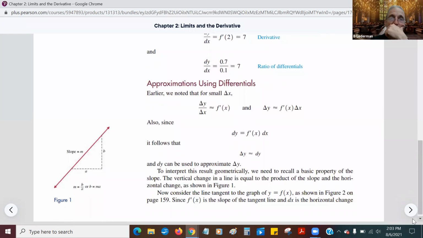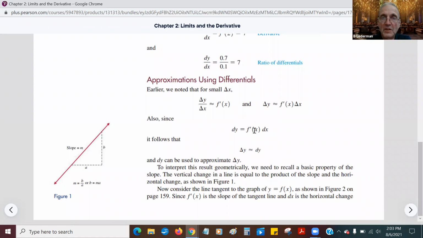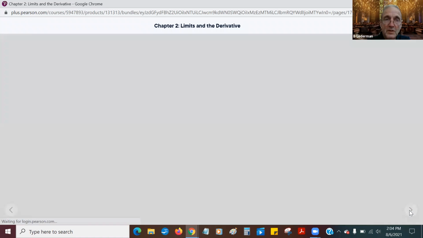We can also make approximations using differentials. So delta y is approximately f prime of x times delta x. Also, since dy is equal to f prime of x times dx, delta y is approximately dy, because you just substitute and that's what you get. So dy can be used to approximate delta y. I guess vice versa also, but dy is something you could figure out algebraically. And let's look at an example of how that works.